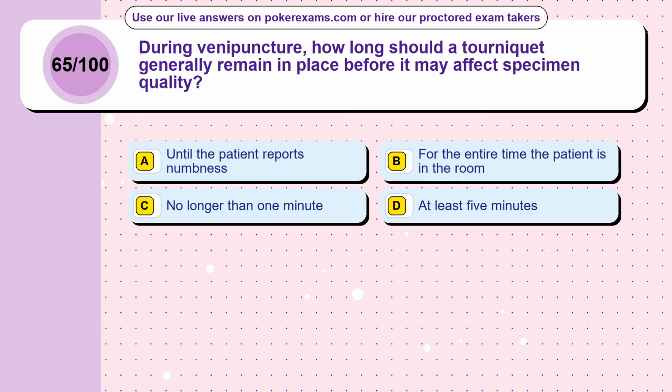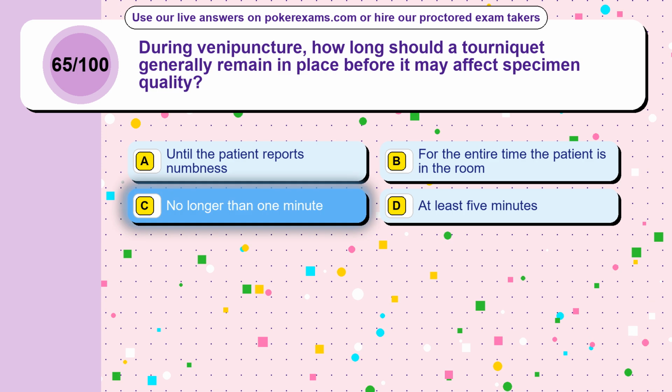Question 65. During venipuncture, how long should a tourniquet generally remain in place before it may affect specimen quality? Option A. Until the patient reports numbness. Option B. For the entire time the patient is in the room. Option C. No longer than 1 minute. Option D. At least 5 minutes. The correct answer is option C.